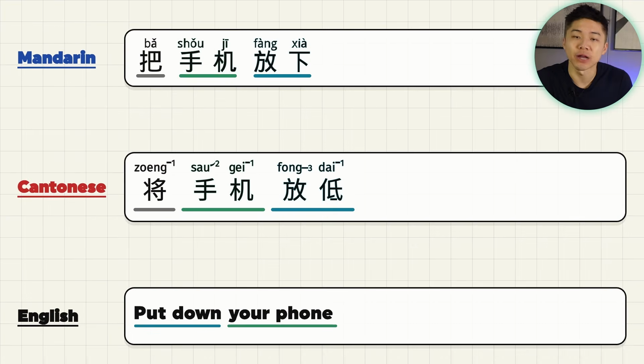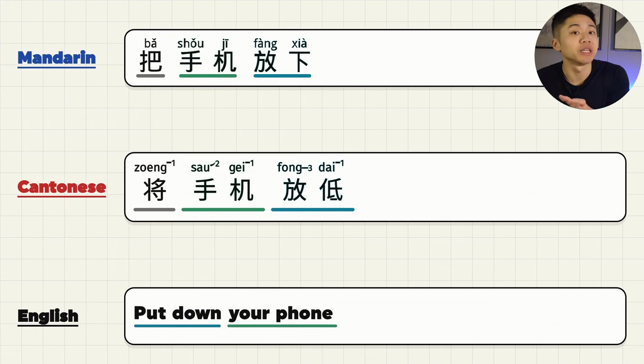One more example in Mandarin. 把手機放下. In Cantonese, 將手機放低. 把將 means basically to take it. When I say take it, I don't mean like literally take it, but that's just the analogy of what we're using. I took the phone and I put it down. It's not saying like this.